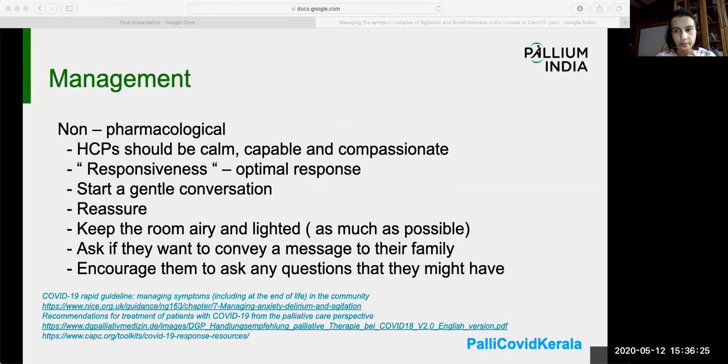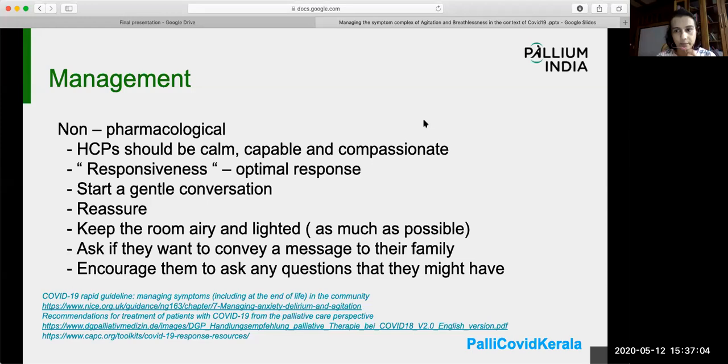Non-pharmacological would be slightly more difficult in this scenario because again, there is no direct patient-to-patient, face-to-face contact in our COVID-19 situation. But the healthcare professionals are advised to be calm as far as possible, and responsive. Whenever the patient asks a question or they are concerned, try and address their concerns as much as possible, not causing them undue panic, and not causing undue panic in ourselves also. We should be calm and compassionate as much as possible. Always start a gentle conversation. Try and reassure the patient.